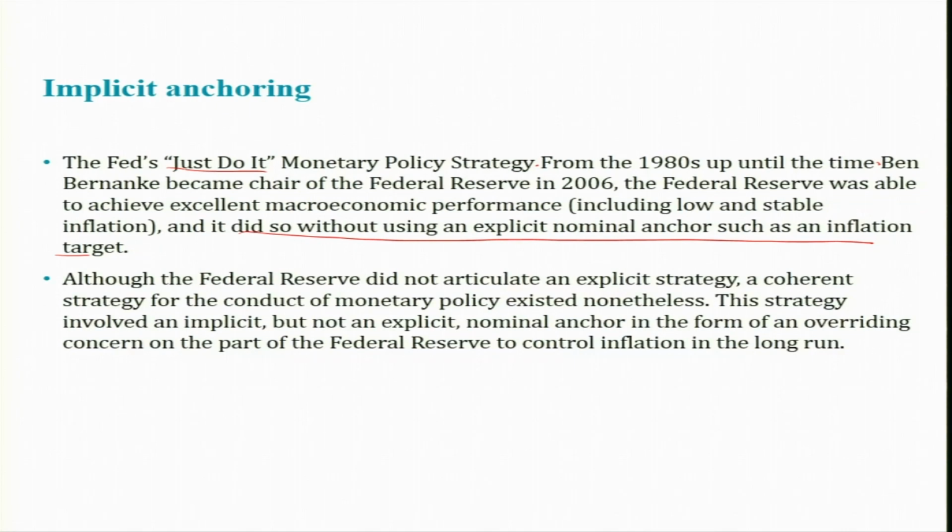Although the Federal Reserve did not articulate an explicit strategy, a coherent strategy for the conduct of monetary policy existed nonetheless. This strategy involved an implicit but not an explicit nominal anchor in the form of an overriding concern on the part of the Federal Reserve to control inflation in the long run.